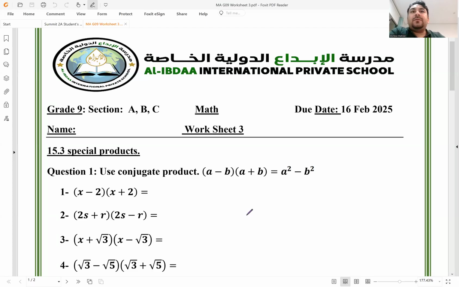Hello everyone, I'm going to solve worksheet number 3. Okay, the first part is questions about the conjugate product.